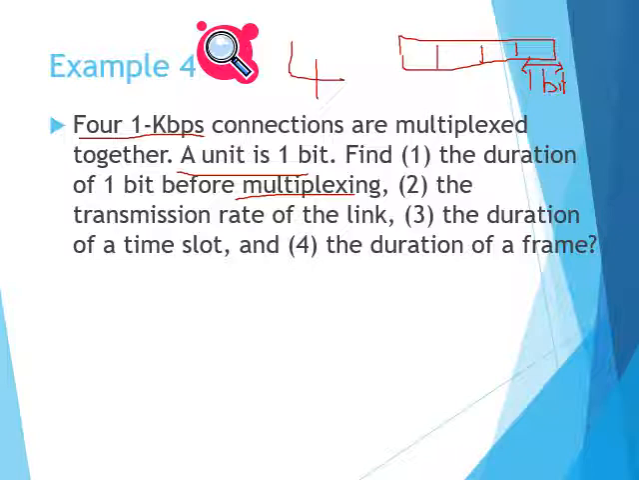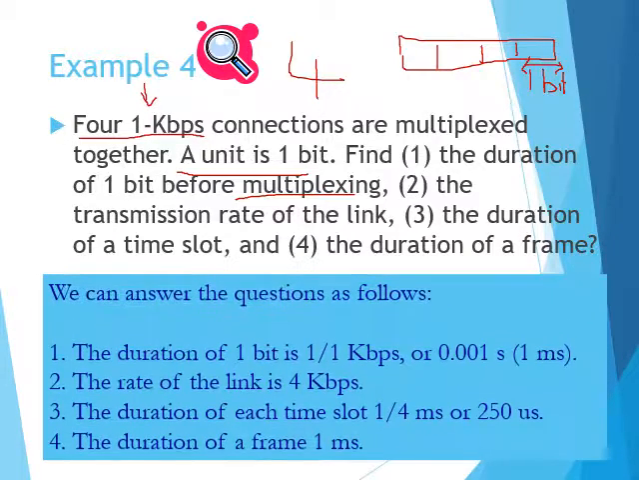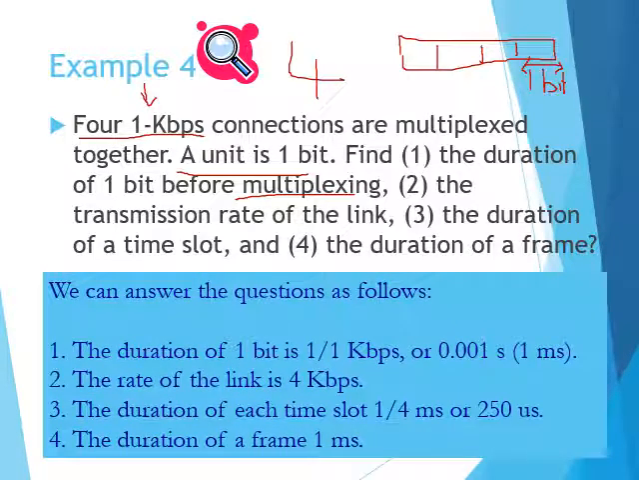So we know that the data rate is 1 kbps. In a minute, 1 kbps is over here. So the duration of 1 bit is 1 over 1000. So the answer is over here. The duration is 1 over 1000, which is equal to 0.001 second, or 1 millisecond.